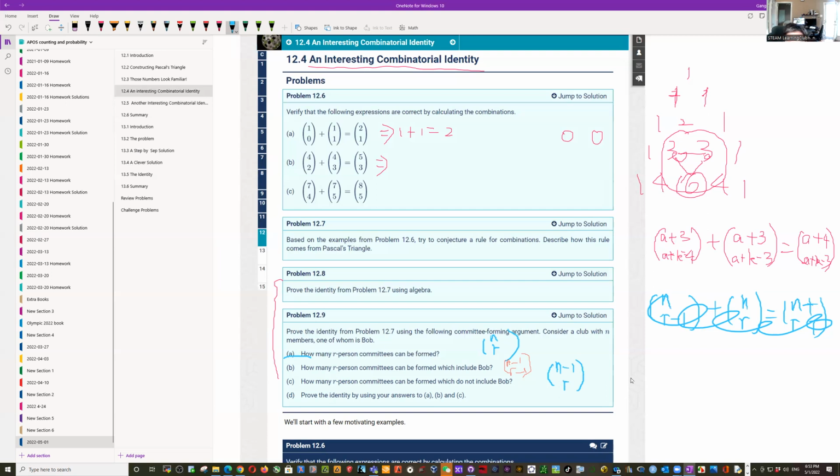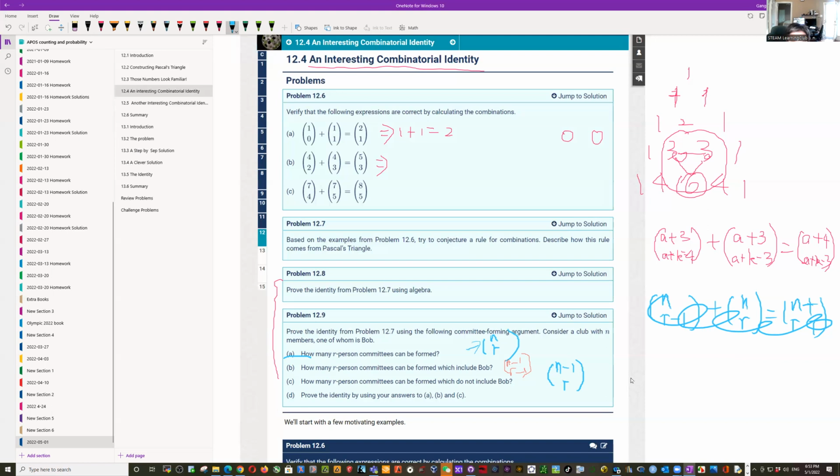So then the total ways to select this committee is the sum of the ways to select with Bob and without Bob, because with Bob and without Bob are mutually exclusive conditions, which add up to the total.